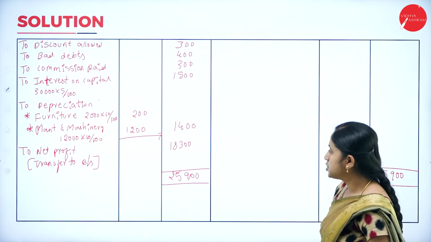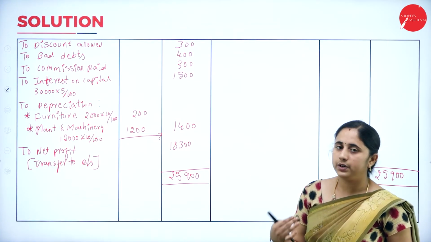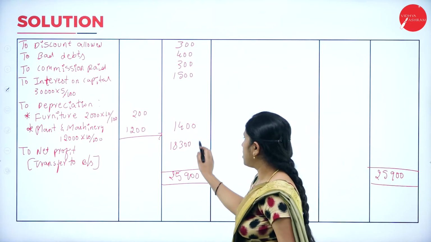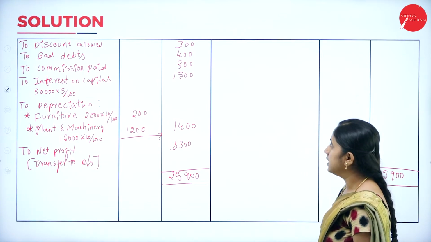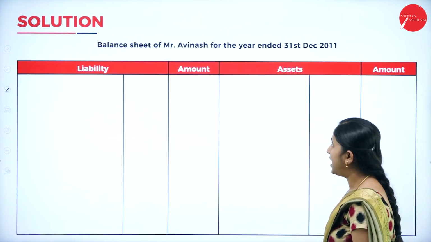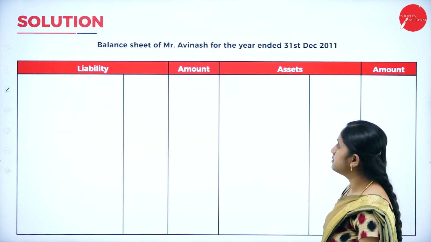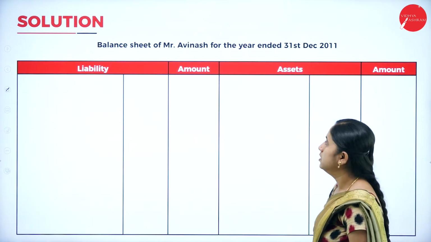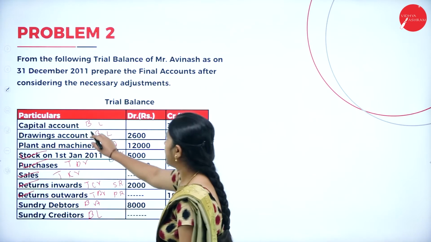Profit and loss account shows the ability to generate the profit or inability to generate the profit. So here in this problem, we have a profit of rupees 18,300. Then start doing balance sheet. Write the format of balance sheet. Balance sheet of Mr. Avinash for the year ended 31st December 2011. Liability amount, assets amount. So record all the assets and liabilities.